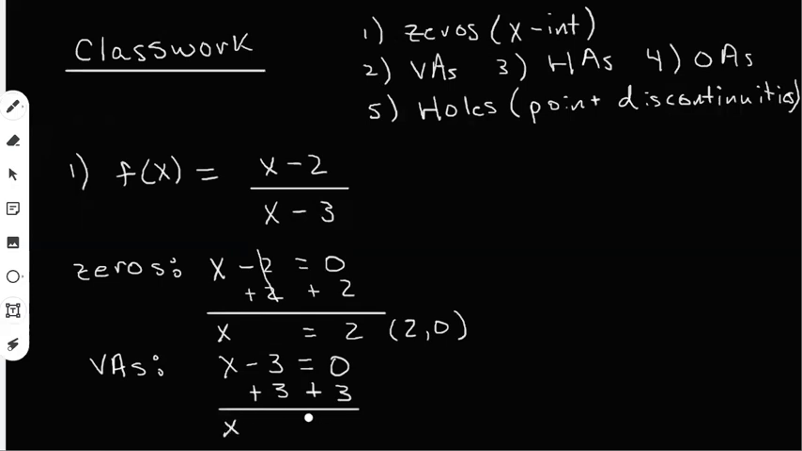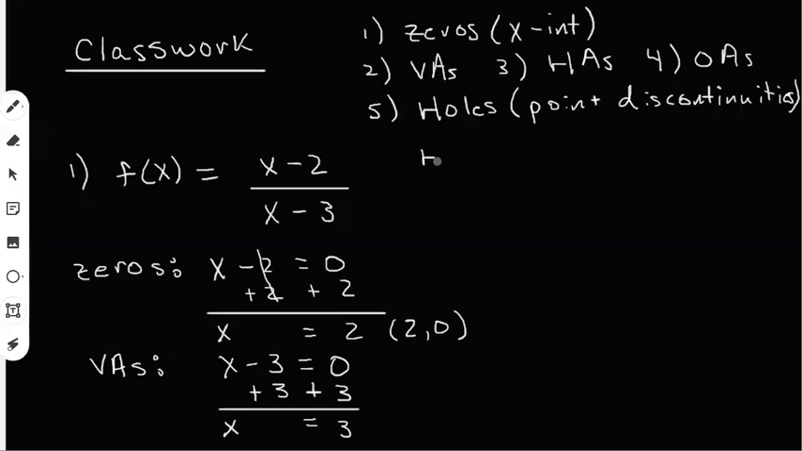Okay, so here I set the bottom equal to 0 and I get x equals 3. That's good. I can stop there. This is not going to be an ordered pair like the last one that we did. This is just going to be the equation of a line. And the line is going to be a vertical line, x equals 3.